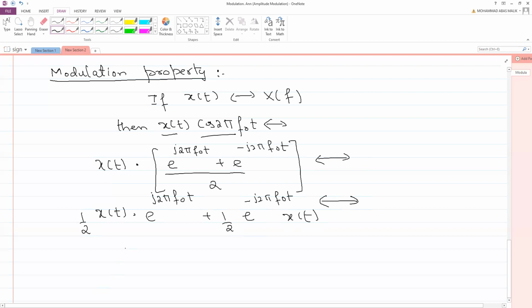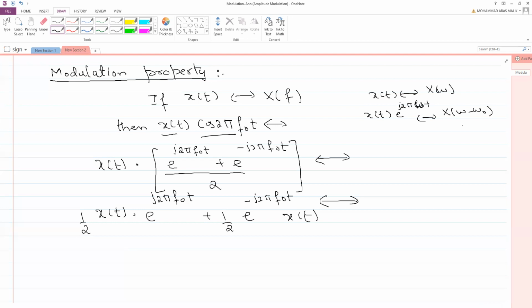Now we know that if x(t) has Fourier transform X(ω), and you multiply it by an exponential component e^(jω₀t), what you will get is X(ω minus ω₀). We are done with this already. Yes sir, the frequency shifting property.